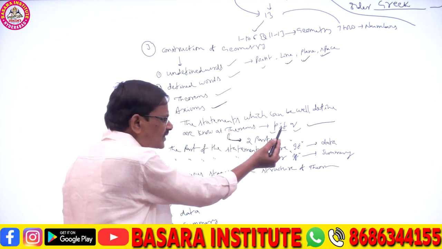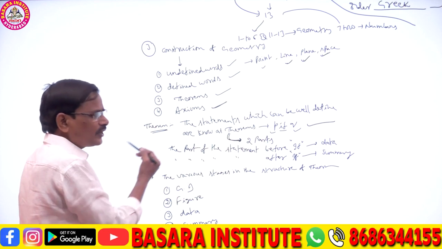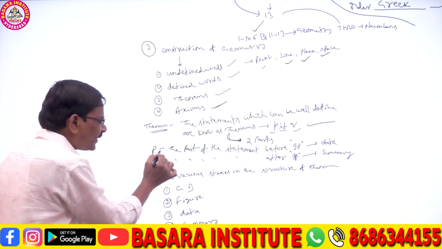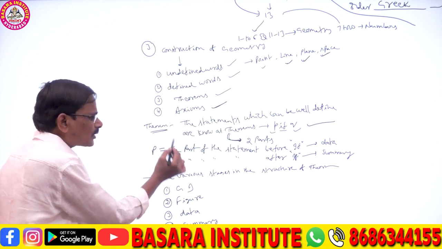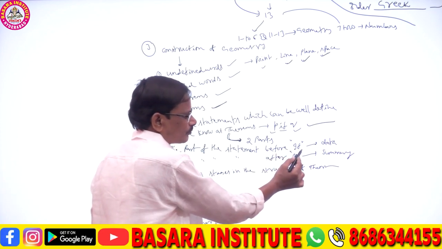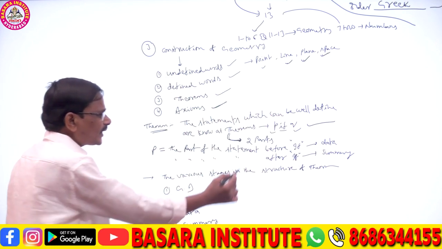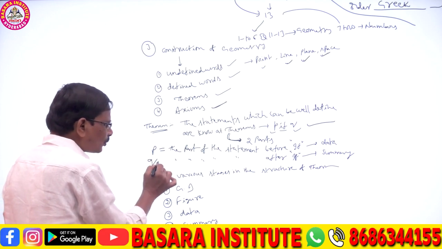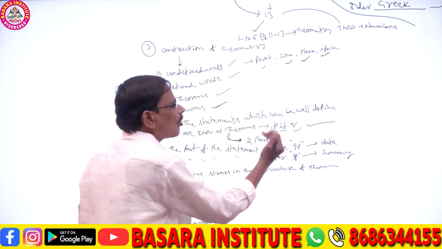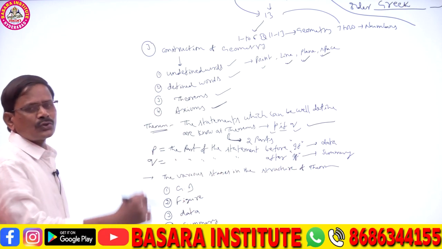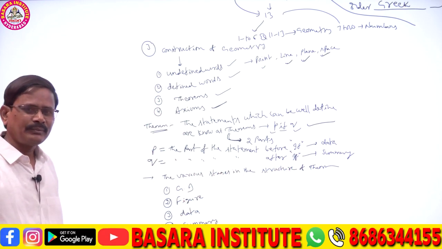The first part is the part of the statement before if. That is P. What is P? The part of the statement before if is known as hypothesis or data. And the second part is Q. What is Q? That is the part of the statement after if, known as abstract or conclusion, or simply summary.